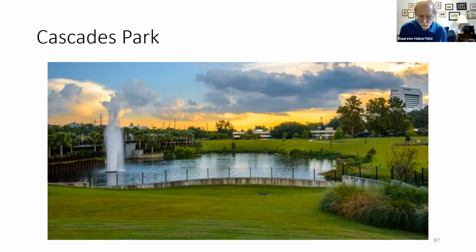Cascades Park, we know about that. One of Tallahassee's finest parks, but it wasn't always that way. Took a long time to reach that status.